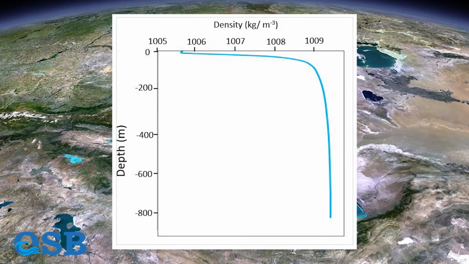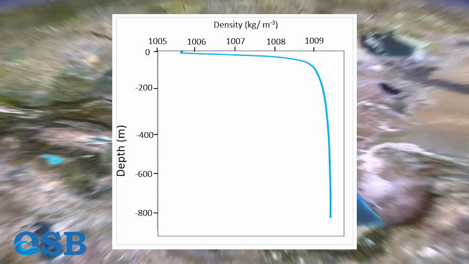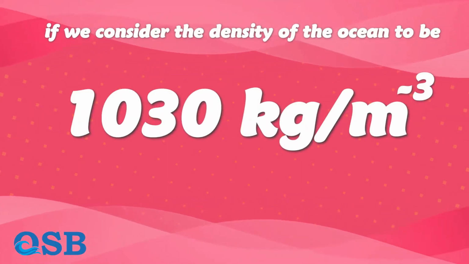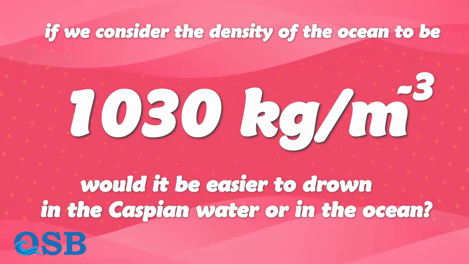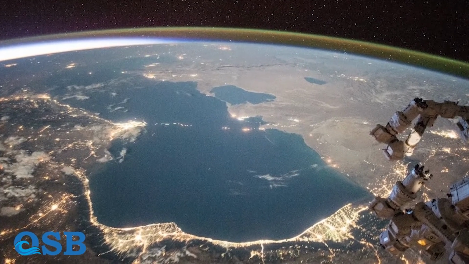Caspian water has a density between 1005 and 1010 kg per cubic meter. Now, if we consider the density of the ocean to be 1030 kg per cubic meter, would it be easier to drown in the Caspian water or in the ocean? What do you think?